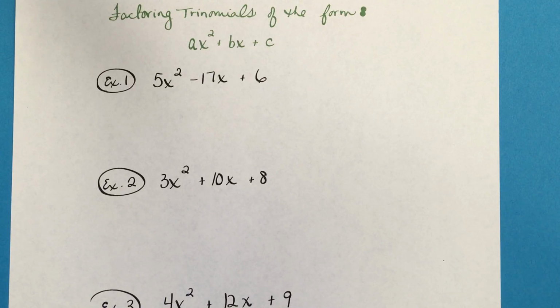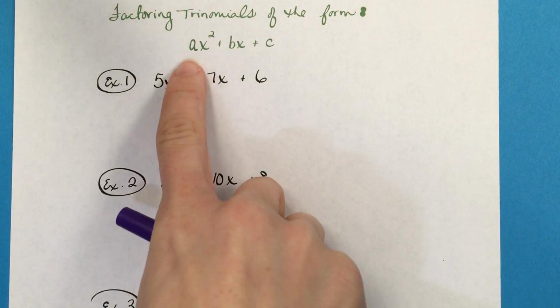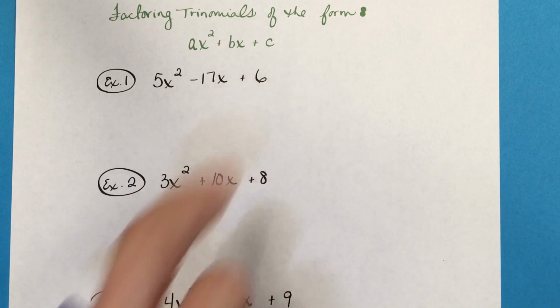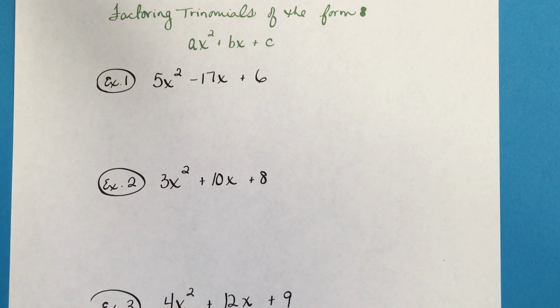Okay, so we're still going to continue with factoring trinomials, but if you notice, the form that I've written down this time refers to this being an ax squared, and of course it doesn't specify, like I did over here, that a is equal to 1. So just a quick look at the examples I'm fixing to work.